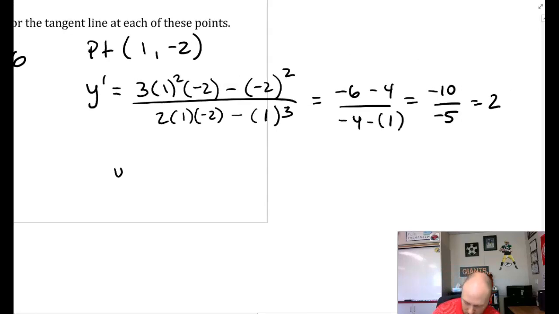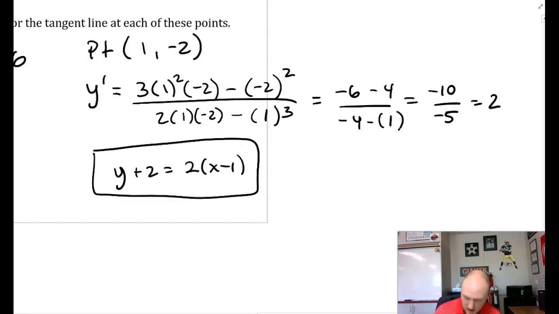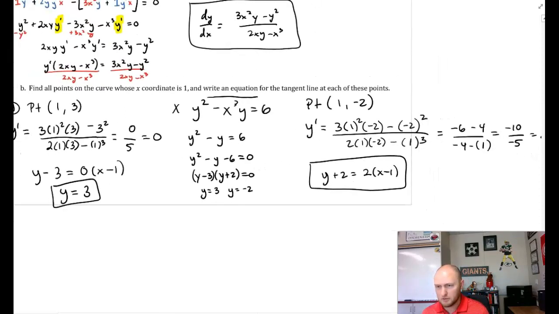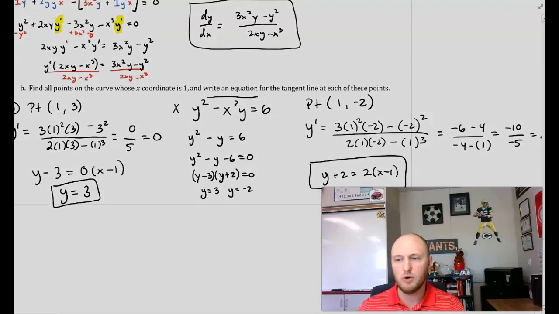So then the equation of the line: y plus 2 is equal to 2 times x minus 1. And there is our equation. All right. Whew. Implicit differentiation. A very, very important topic. A very, very difficult topic. It can be very cumbersome.